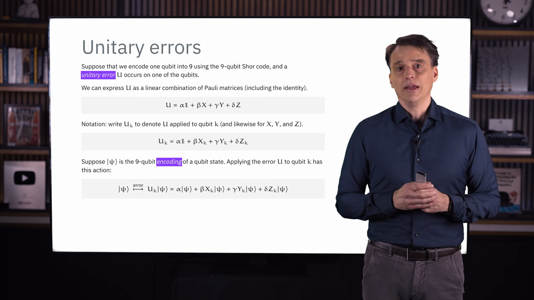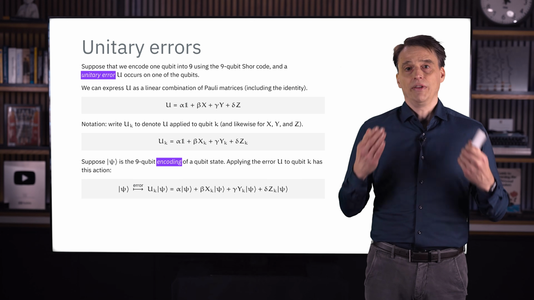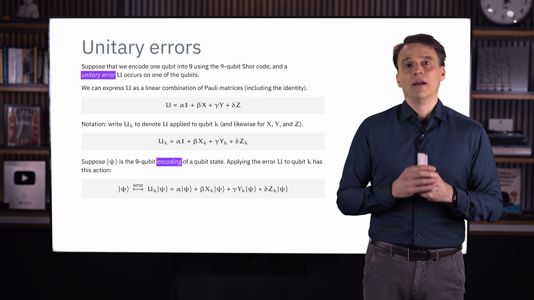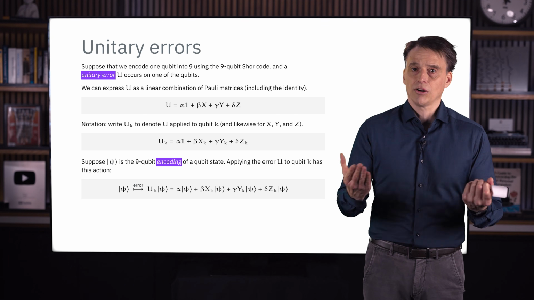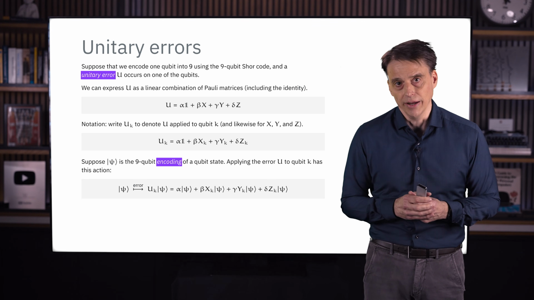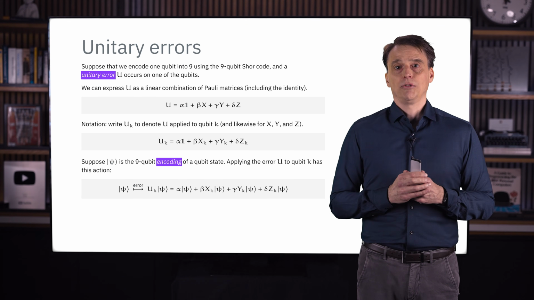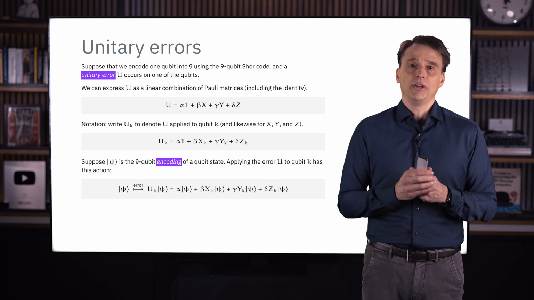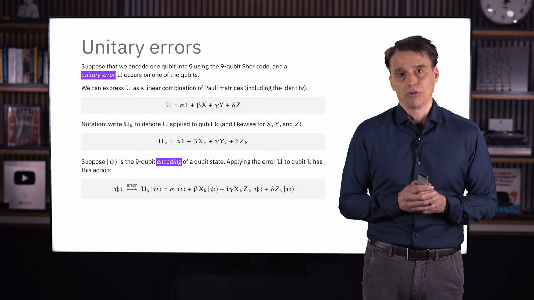Now suppose that psi is the 9-qubit encoding of a qubit state. If the error U happens to qubit K, then we obtain U_K times psi, which we can express as a linear combination of Pauli operations acting on psi, which of course is just psi in the case of the identity. At this point, it's going to be helpful to observe that the Pauli Y matrix is equal to i times X times Z, so we can make that substitution in our expression.